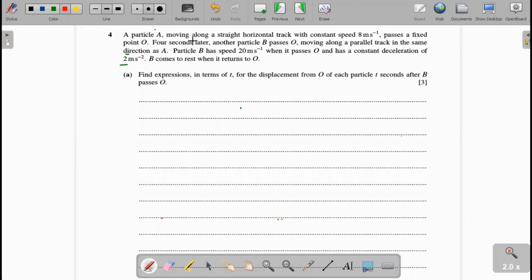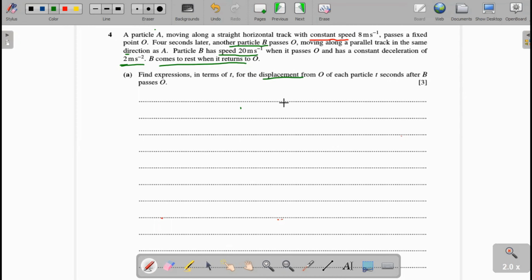Question 4. A particle A moving along a straight horizontal track with constant speed 8 meter per second passes a fixed point O. 4 seconds later, particle B, moving along a parallel track in the same direction as particle A, passes O. B has speed 20 meter per second. It has constant deceleration 2 meter per second squared and returns to its position. Now find the expression in terms of t for the displacement of each particle t seconds after B passes O.